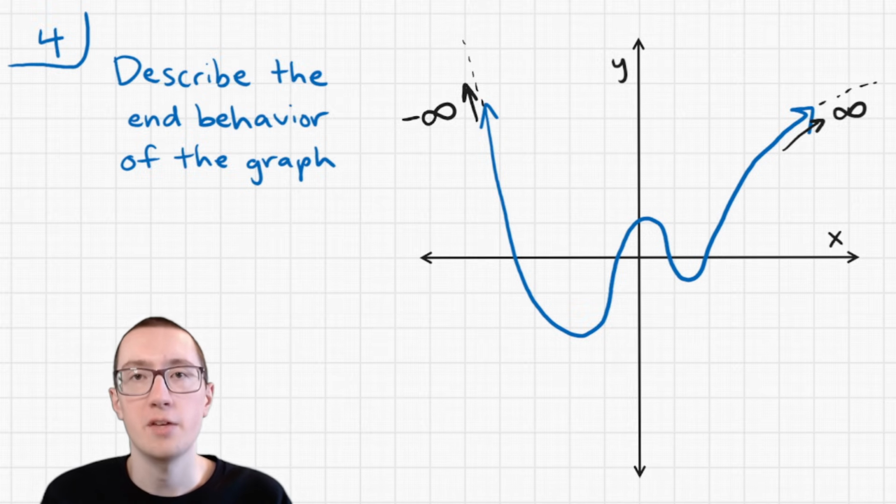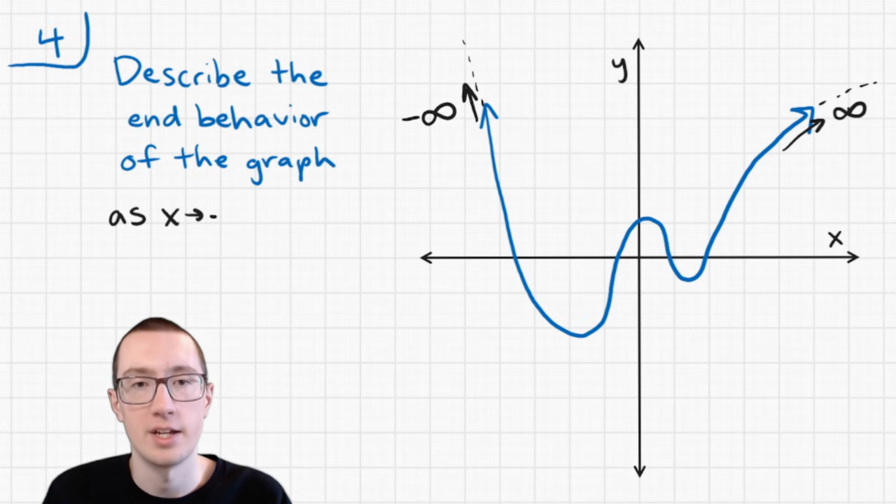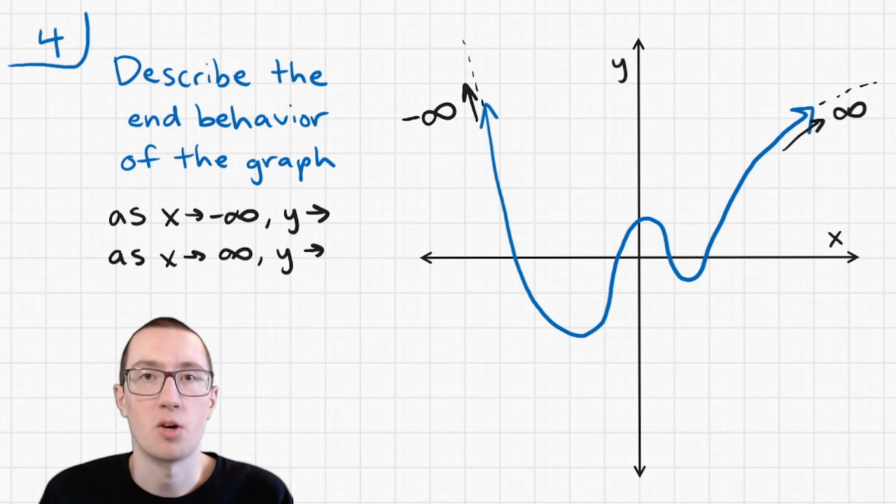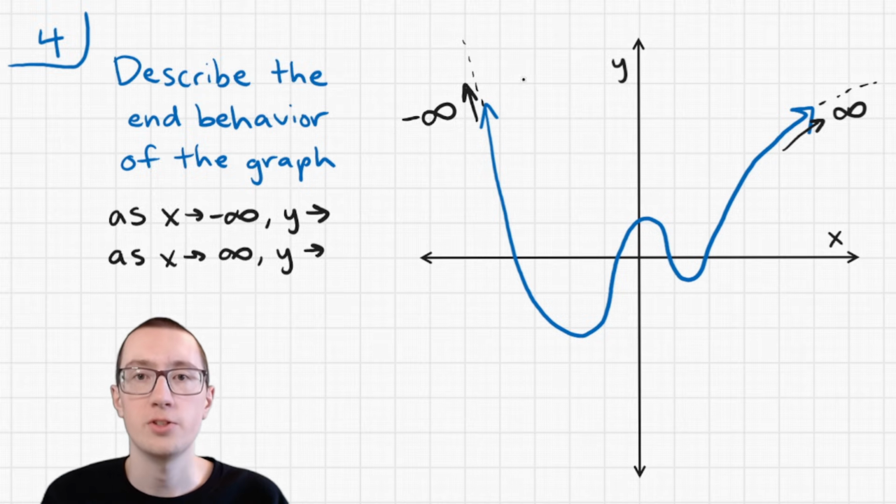So the whole point of end behavior is figuring out what is y doing, the up and down, as x does things, goes to the negative infinity and positive infinity. So we're going to phrase this as x approaches negative infinity, y is going to approach something, right? And then as x approaches positive infinity, y is also going to do something. So let's find out what that something is that y is going to do. So let's start with this.